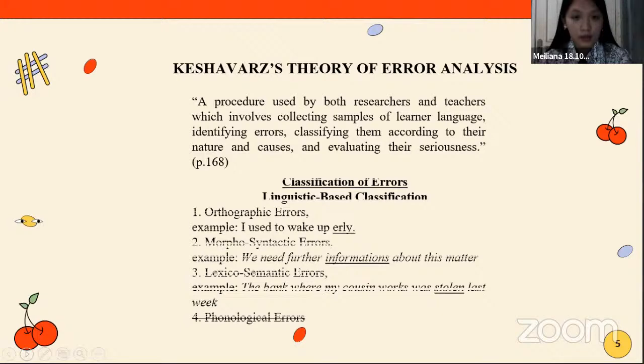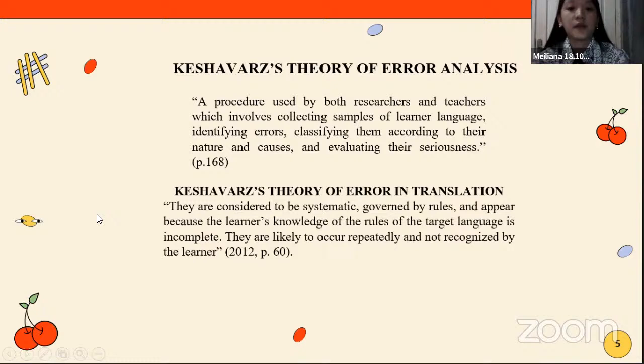Next, Kesavar's theory of error in translation. Kesavar stated that errors are considered to be systematic, governed by rules, and appear because the learner's knowledge of the rules of the target language is incomplete. They are likely to occur repeatedly and are not recognized by the learner.